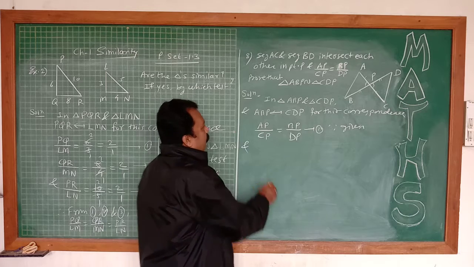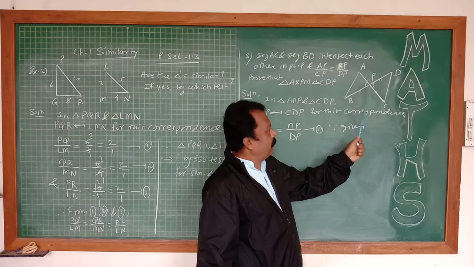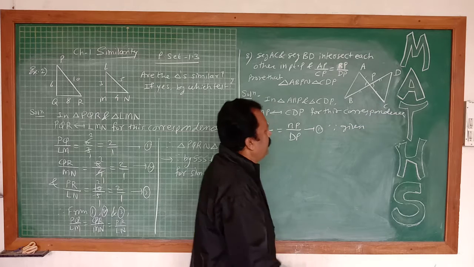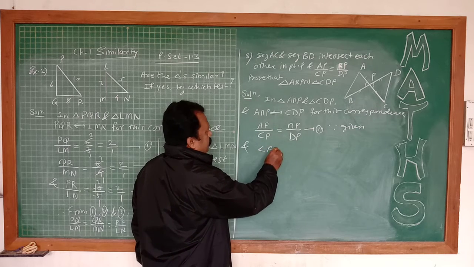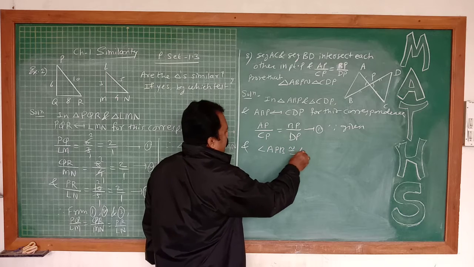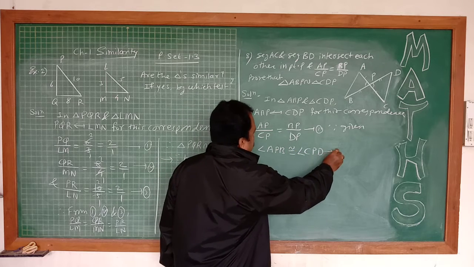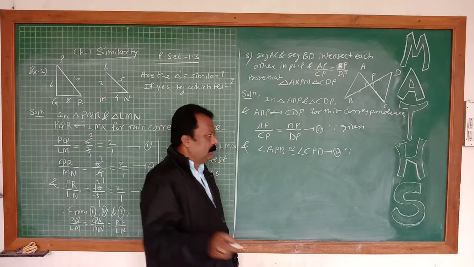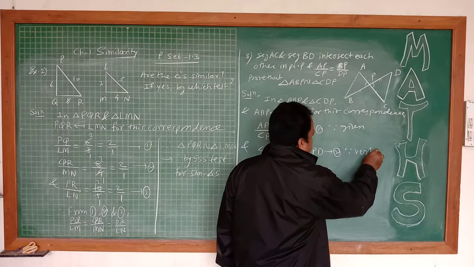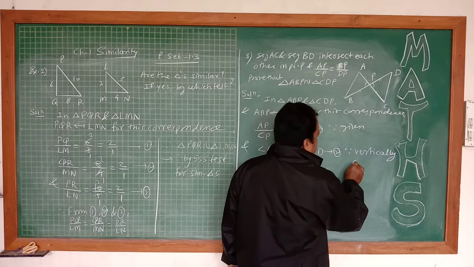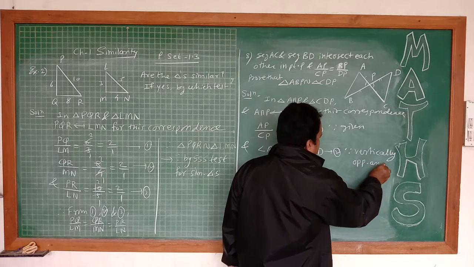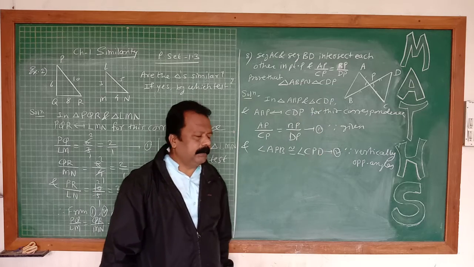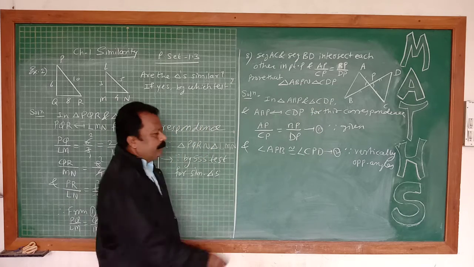And we have to show this included angle congruent. Angle APB is congruent to angle CPD. Reason is vertically opposite angles are congruent because these two lines are intersecting each other. Now from 1 and 2.